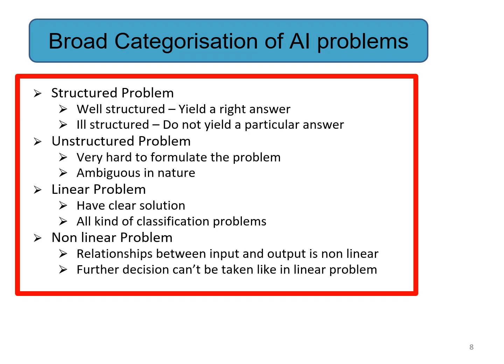To summarize: a structured problem is clearly defined with a correct solution. An ill-structured problem has no single correct solution. An unstructured problem is difficult to define and ambiguous. A linear problem has a direct relationship between input and output. A non-linear problem has a complex relationship where outcomes are difficult to predict. So this is the overview of the broad categorization of AI problems.